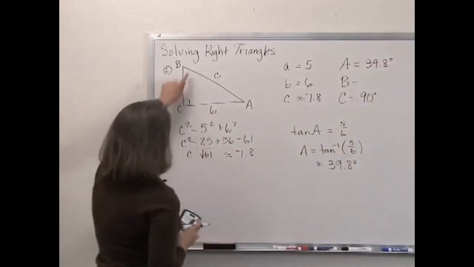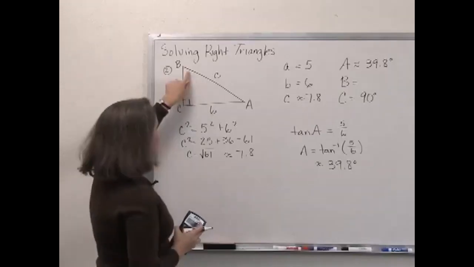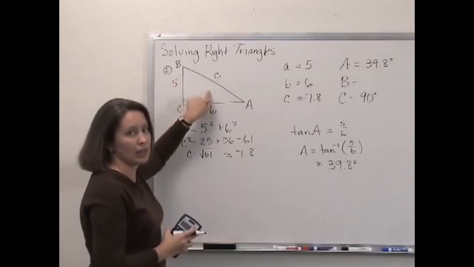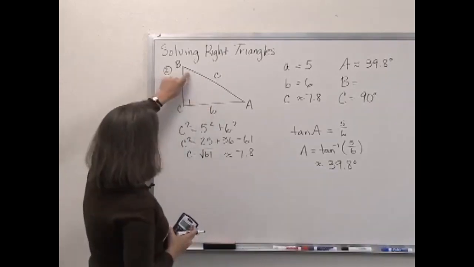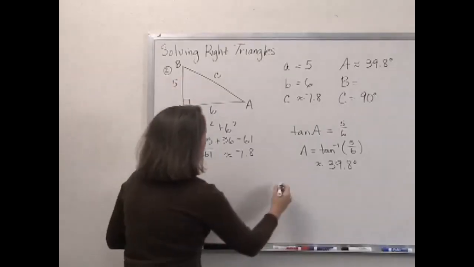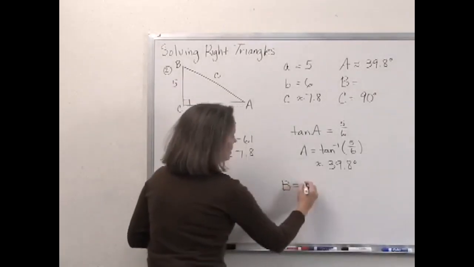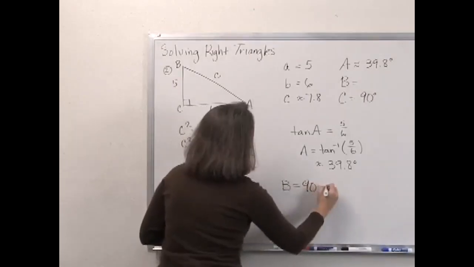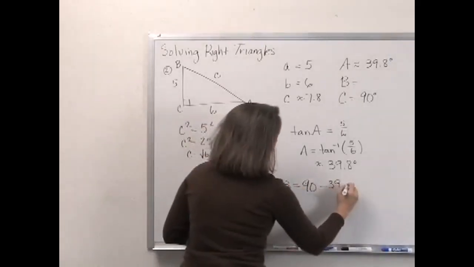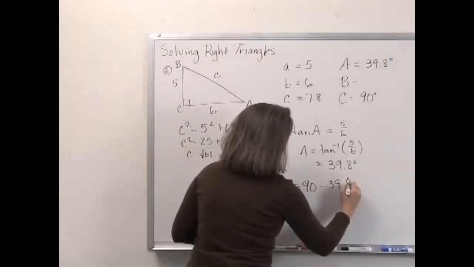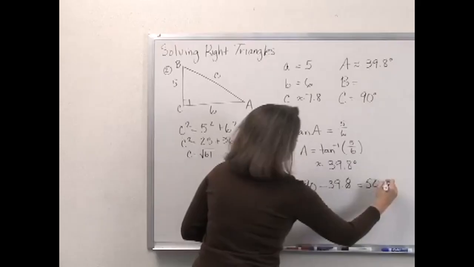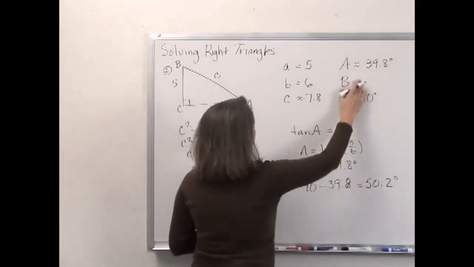Okay, the only thing left is angle B. It's one of the acute angles in the right triangle. We know that the sum of all those angles is 180 degrees, so that means the sum of these two acute angles is 90 degrees. The easiest way to find B then is to take 90 minus the 39.8 degrees you just found for angle A. And we find out then that B is 50.2 degrees.